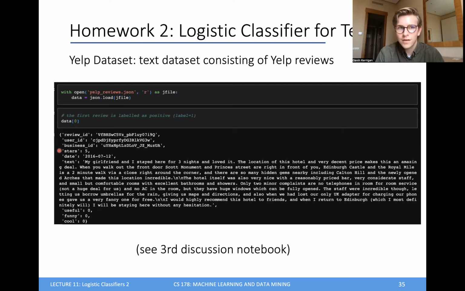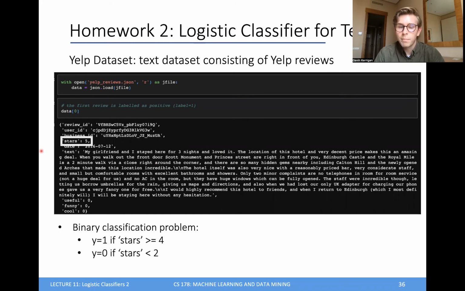So they gave it 5 stars. This is a positive review. And then we've got some corresponding text associated with the review saying, my girlfriend and I stayed here for 3 nights and loved it, blah, blah, blah. And the goal, again, of this data set is to somehow take the text of this data set and predict whether or not it was a positive review based on this text.